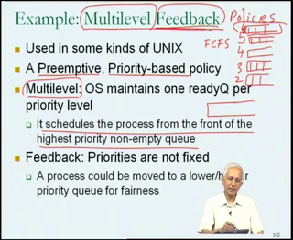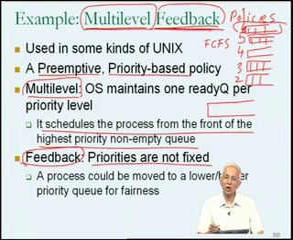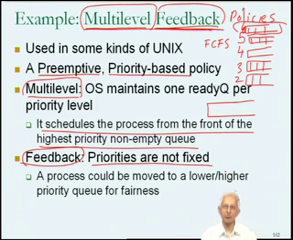In this class of scheduling policies which I've described as multi-level feedback, the word feedback is going to mean that the priorities are not fixed. The priority of a process is not fixed. During the lifetime of a process, its priority could increase or its priority could decrease, depending on how the operating system process scheduler is designed to deal with fairness.